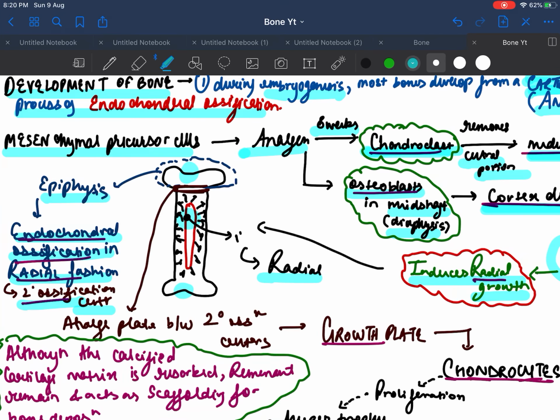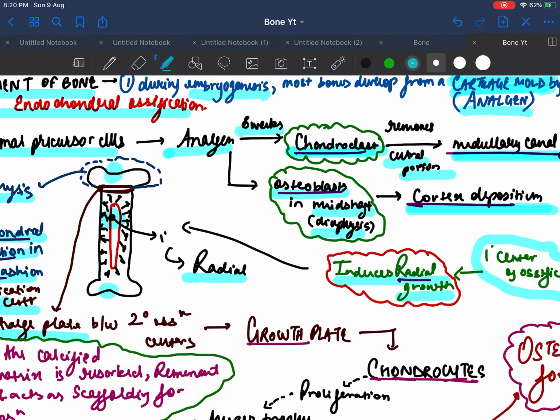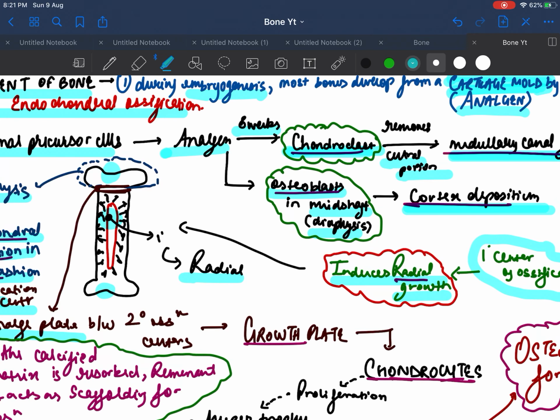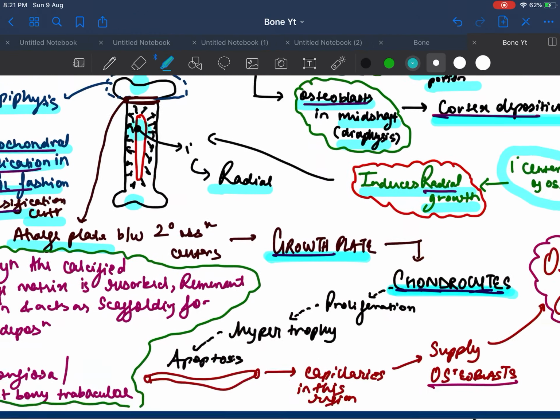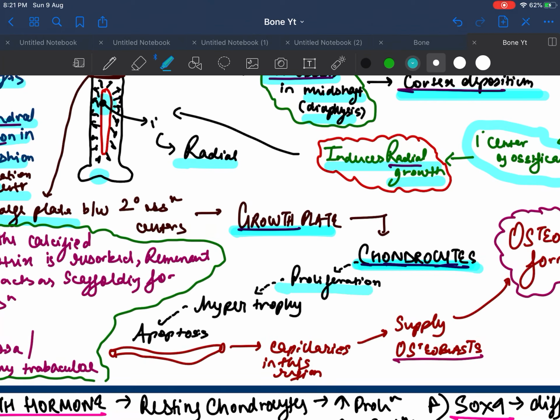One is the primary and one is the secondary, and between the primary and the secondary, we have an annular plate where no growth was taking place, and this will now lead to growth of the bone, and this is known as the growth plate. Here your chondrocytes will come into action, and these will proliferate, hypertrophy, and eventually lead to apoptosis.